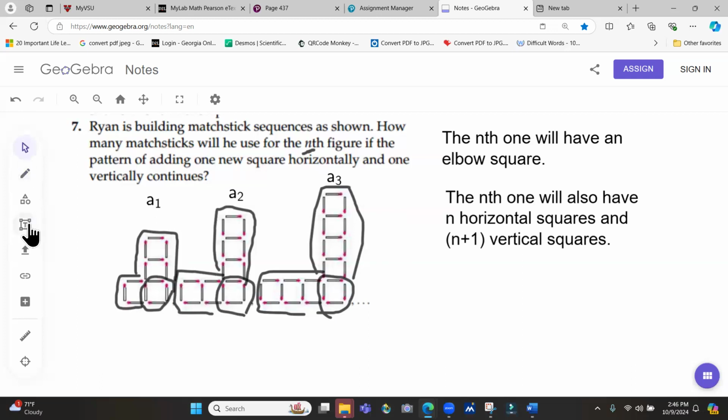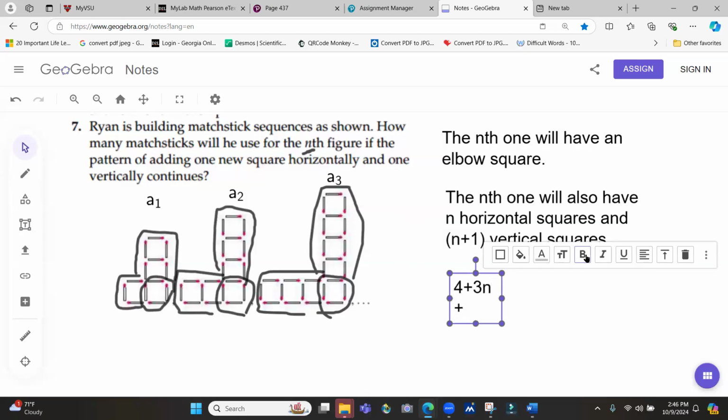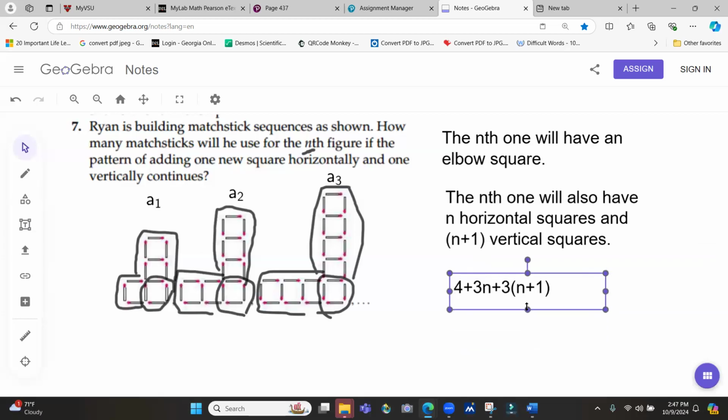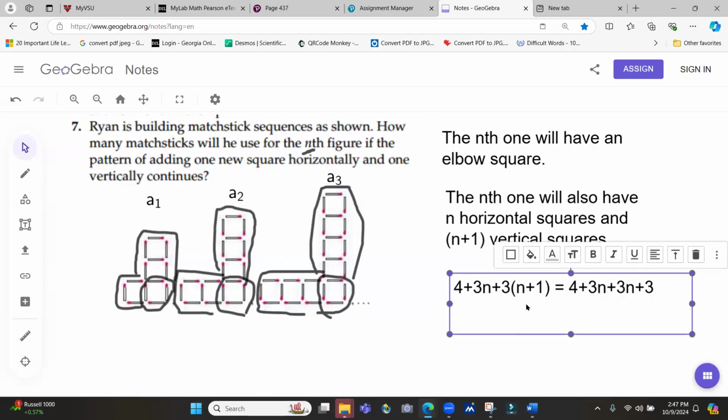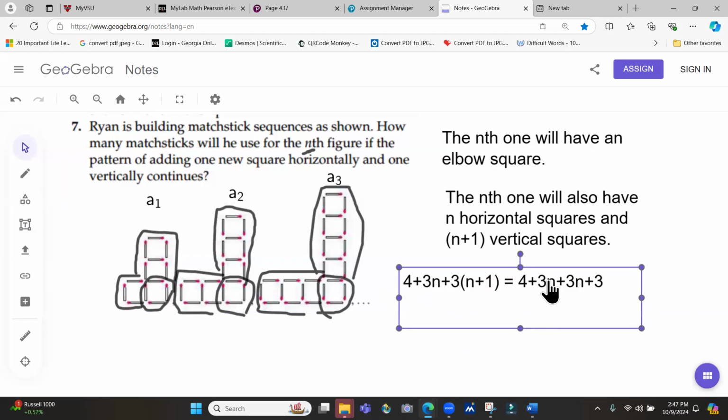All right. So the elbow will have 4. The n horizontal ones will need 3, so I'm going to write 3n. And the n plus 1 vertical ones will also need 3, and I'm going to write 3 times n plus 1. Okay. This is my answer, really, except I'm going to simplify it. 4 plus 3n, I distribute, 3n plus 3. And what do I have here? I have 3n plus 7.